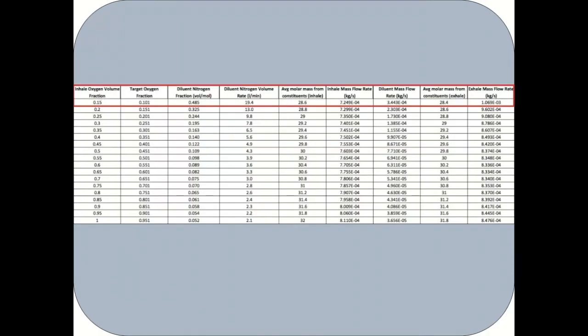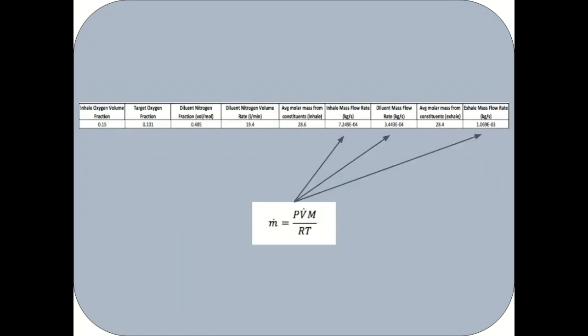Here we see the main table with the results, and we're just going to look at the first row for some sample calculations. The first column, the inhale oxygen volume fraction column, corresponds to the oxygen concentration of the total gas mixture. The range is from 15% to 100% because this is one of the system requirements.